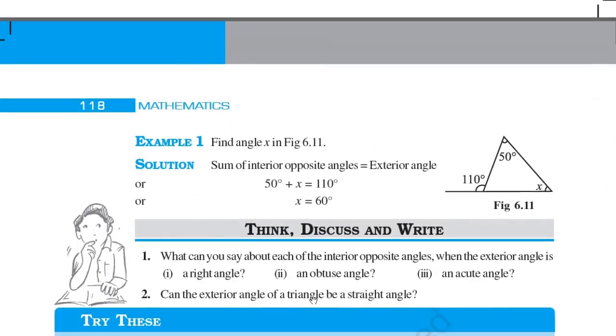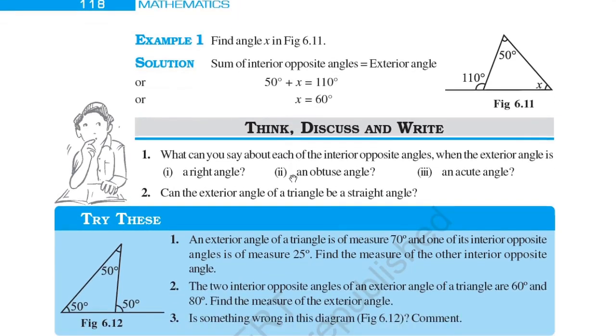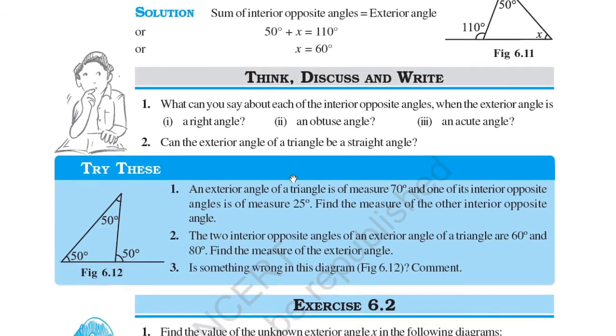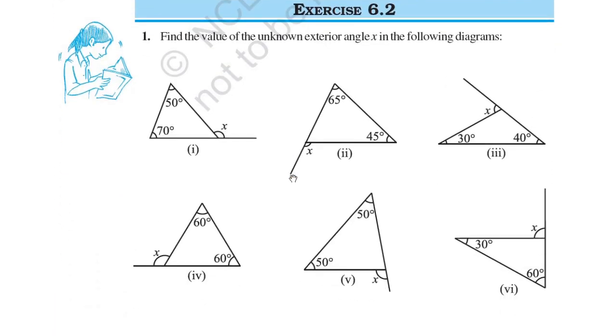Now here is Example 1. Find angle X in figure 6.11. You have to find this angle, and these two angles are given. The sum of the interior opposite angles is equal to the exterior angle. The interior opposite angles are 50 and X, and the exterior angle is 110. So X is equal to 60. This was very easy, and now there is think, discuss and write. Try this, and an exercise is given here.